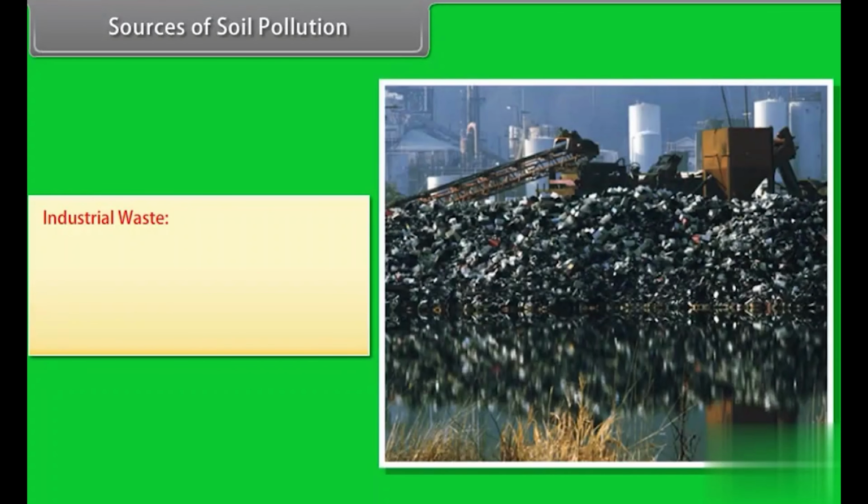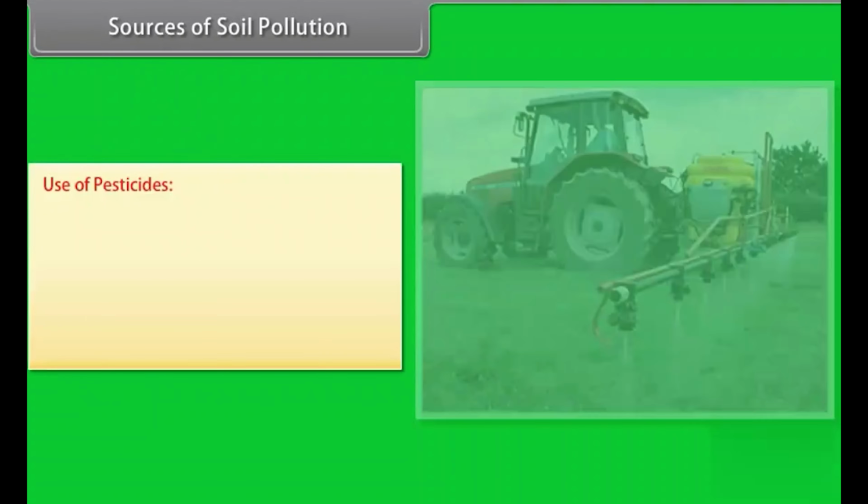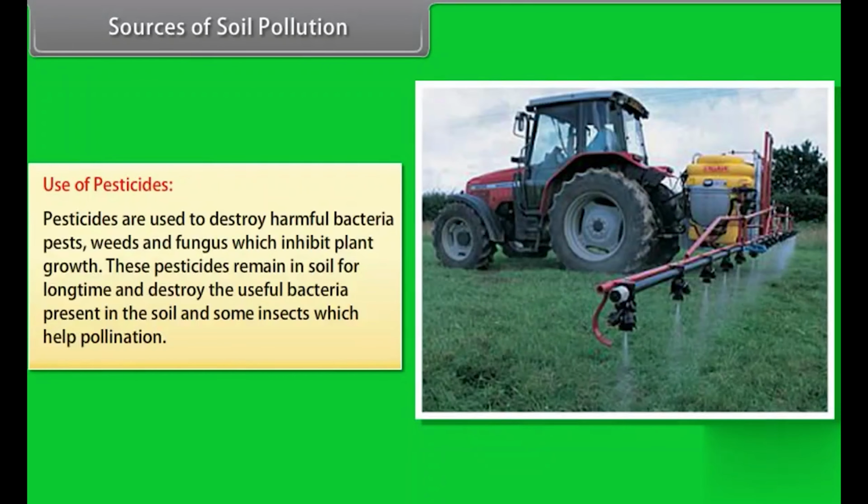Sources of soil pollution. Industrial waste. Waste from different industries and radioactive waste from thermonuclear power stations pollutes soil with undesirable substances. Use of pesticides. Pesticides are used to destroy harmful bacteria, pests, weeds and fungus which inhibit plant growth.